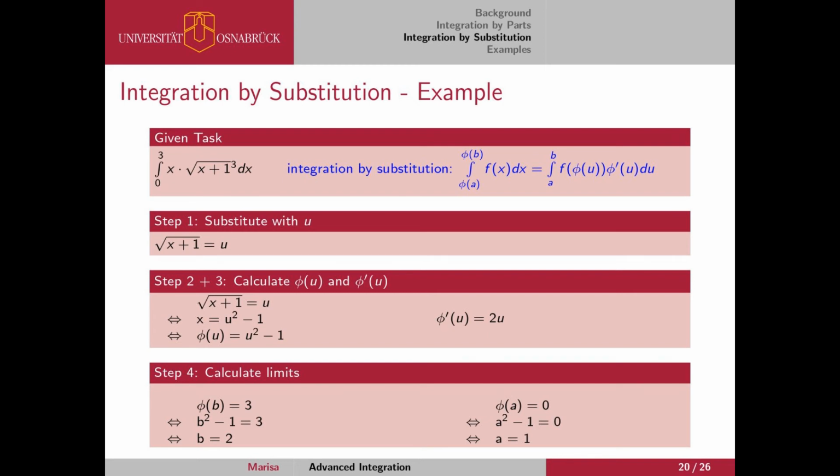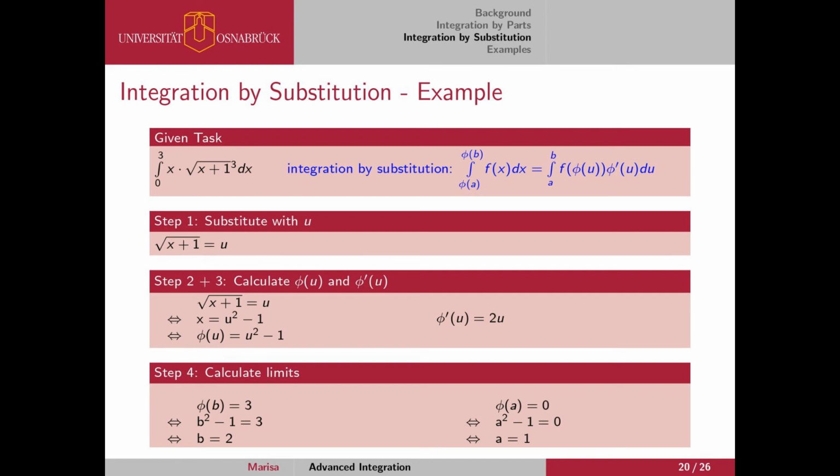As the square root was really disturbing us, and we couldn't find an antiderivative right away, we decided to solve it via integration by substitution. It is always nice to write this at the beginning and to include the formula. In step 1, we chose what we wanted to substitute. In this case, it was the square root of x plus 1, and we substituted it with the term u.